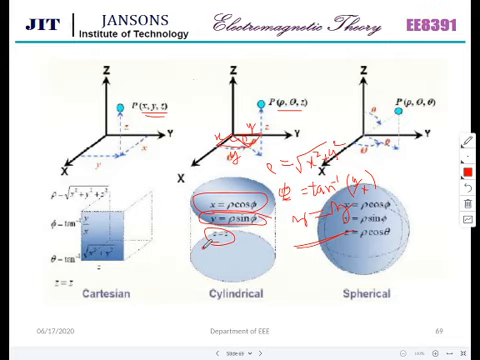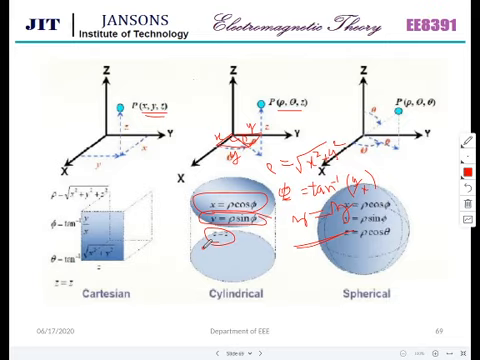If my point x, y, z is 2 comma minus 5 comma 6, just note it down. So this is the rectangular coordinate, meaning Cartesian coordinate. Determine the cylindrical coordinates for the same point. So this is the question given to you now. Just solve it and tell me the answer.